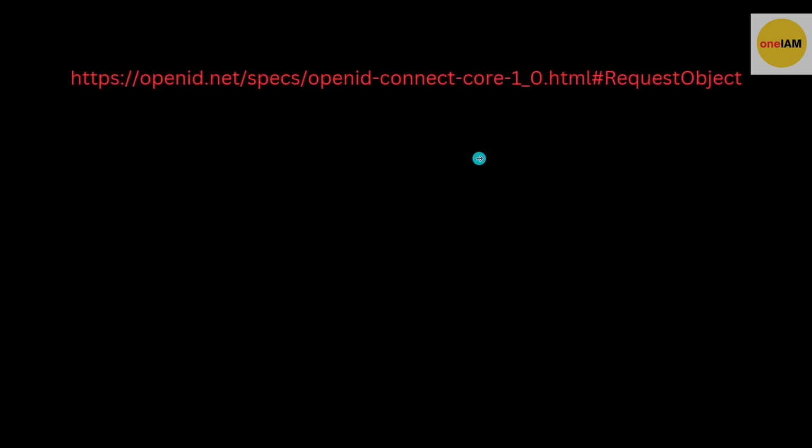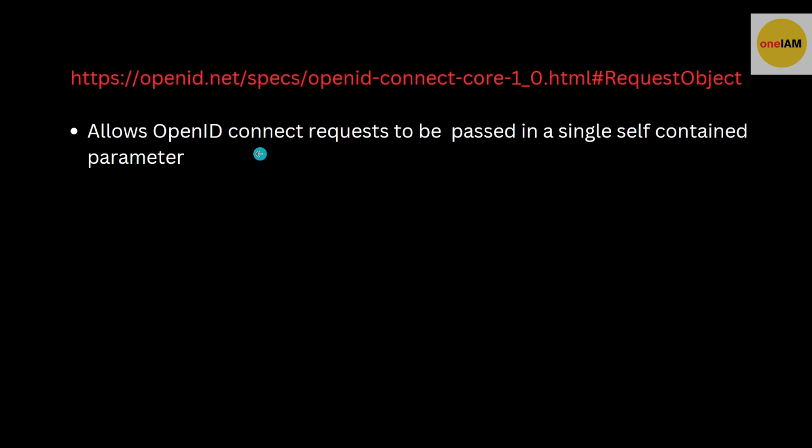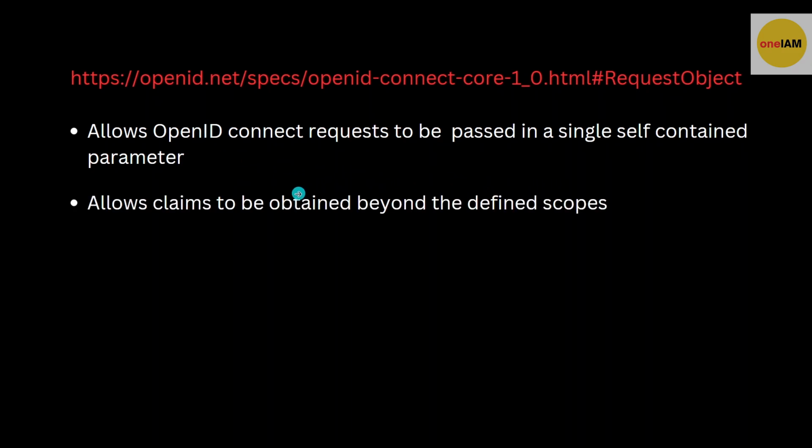If you go down memory lane, this request object comes in the OpenID Core specification itself. The primary objective of the request object is to allow an OpenID Connect request to be passed in a self-contained parameter. Usually this is a JSON web token. Also, it allows claims to be obtained beyond the defined scopes. So this is a very important feature of request objects. And optionally, you can sign and encrypt this JSON web token to make your authorization request more secure.